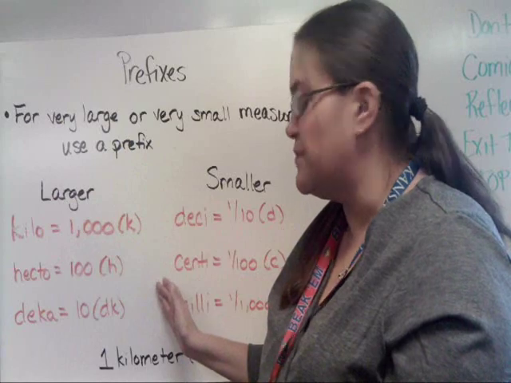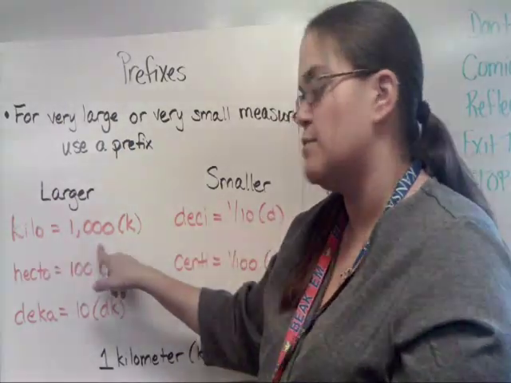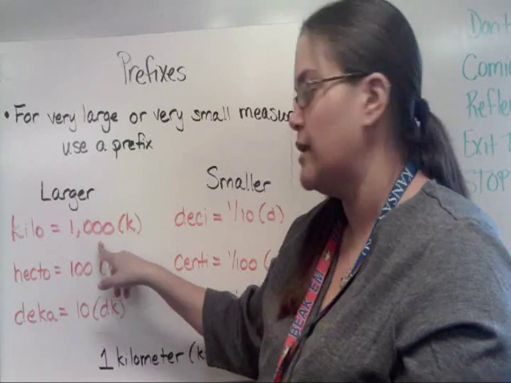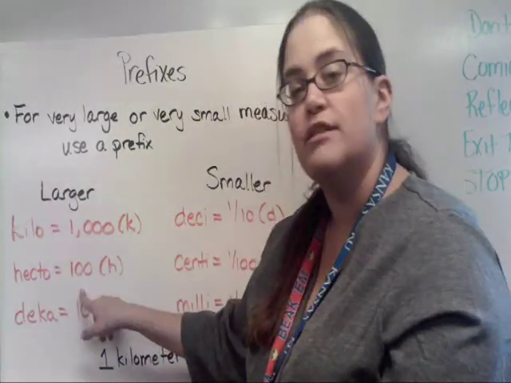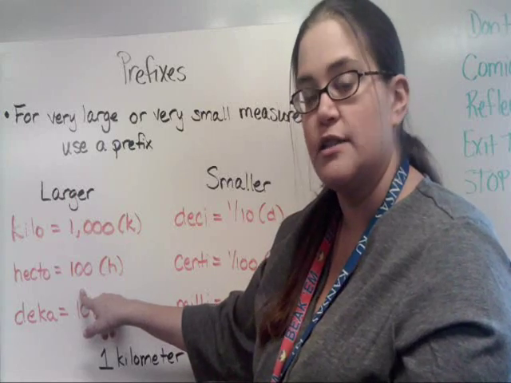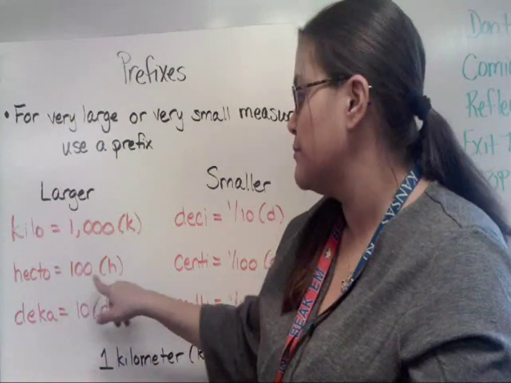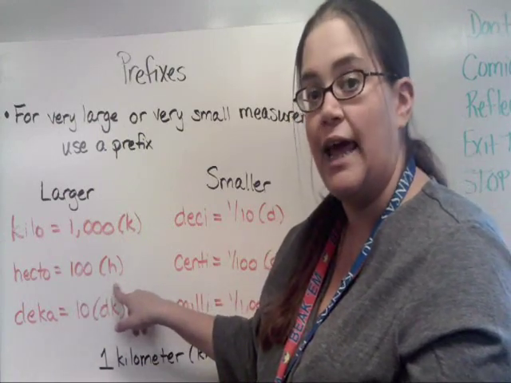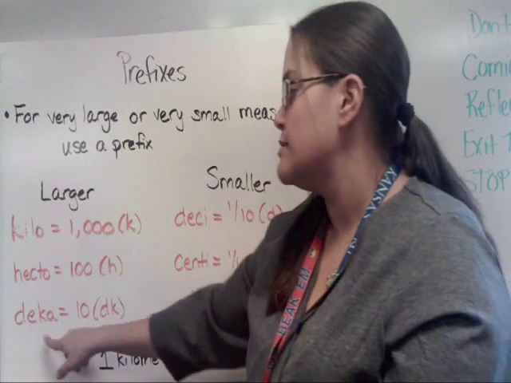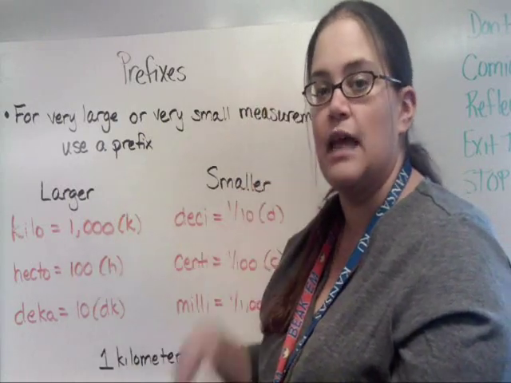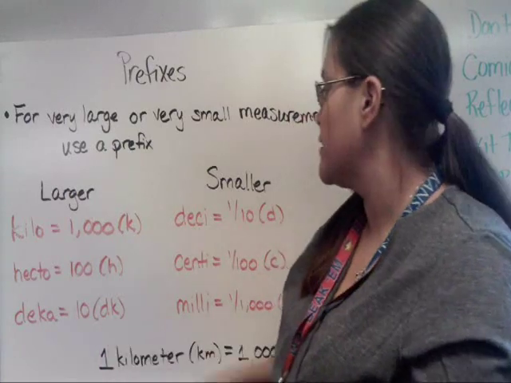So these are the prefixes if you want to make your unit larger. Kilo means 1,000 of the base unit, and it's abbreviated with a K. Hecto means 100 of your base unit. So 100 meters, 100 liters, things like that. And it's abbreviated with an H. And then deca is 10 of the base unit. So a decameter would be the same as 10 meters. And it's abbreviated with a DK.